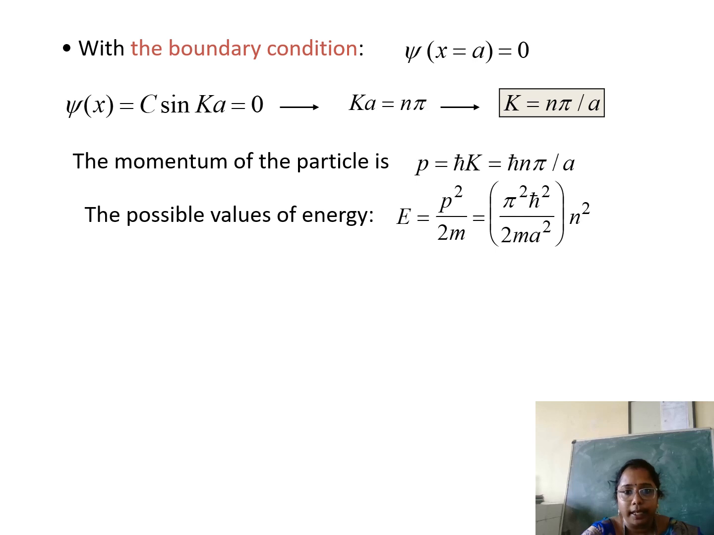The momentum of the particle is P = mv, which can also be written as ħk. Previously, k is nπ/a, so substituting that value, P = ħnπ/a. The possible values of energy are E = P²/2m, which is equal to π²ħ²n²/2ma². It can also be written as n²h²/8ma². So this is about the one-dimensional potential box. Thank you for giving this opportunity.